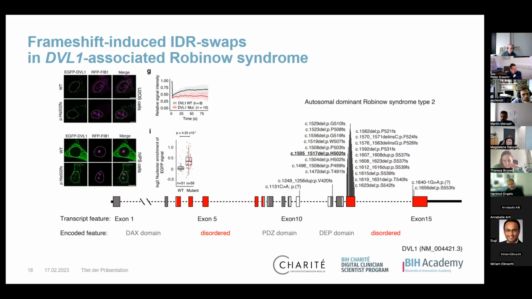And the answer to us is, at the C terminus, we have an intrinsically disordered region. When a frameshift occurs at the beginning of that disordered region, it changes this disordered region. Therefore, it changes the phase separating capacity of DEVIL1, and this is what leads to Robinow syndrome. So this frameshift-induced IDR swapping is a new disease mechanism, and that's what made this finding so interesting.